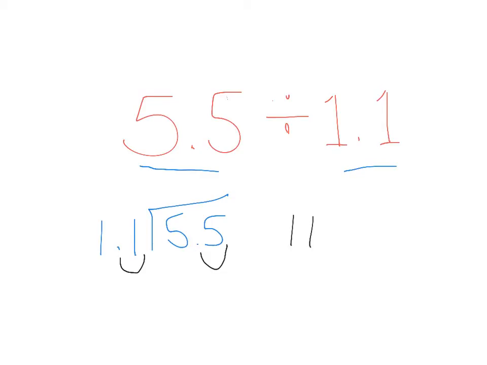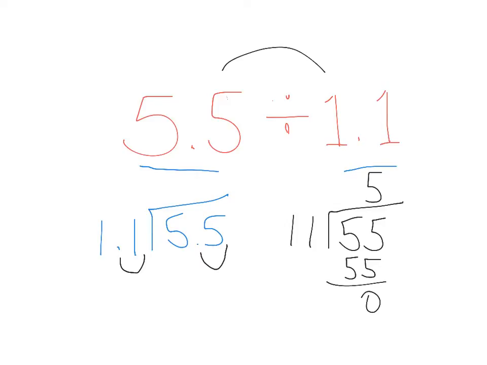It's now 11. How many times does 11 go into 55? Well, it goes in 5 times. And let's do the estimate that we should have done at the beginning. How many times does 1 go into 5? Well, about 5. As that is an estimate, it's going to be about 5. And that's what my answer is, 5.